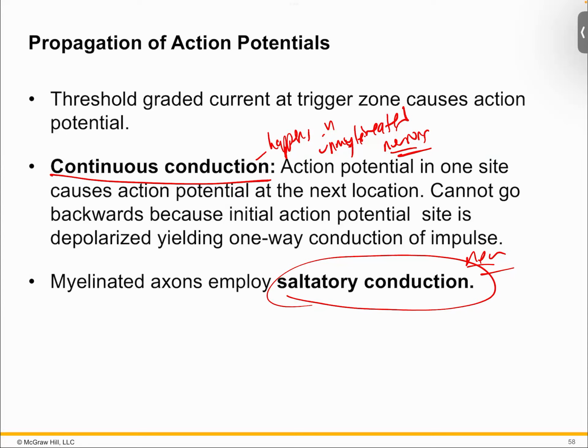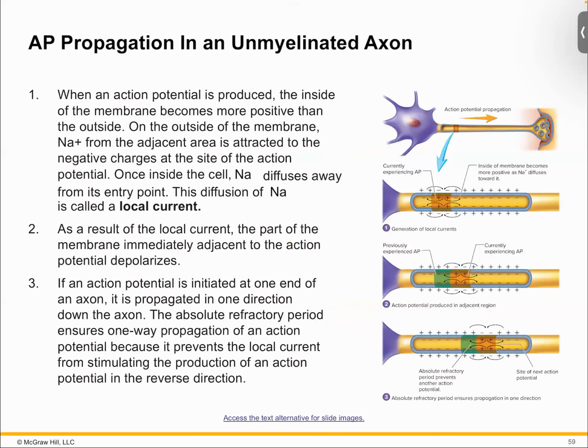But saltatory conduction is basically moving in jumps. So if I want to cover the exact same distance, I can move in jumps instead of just a little bit at a time. I can go like this. There, already there, right? How much faster was that? A lot faster, right? So that's basically what saltatory conduction is like.